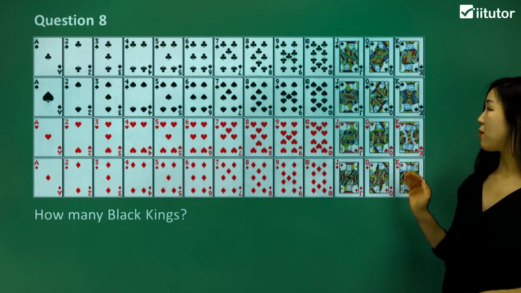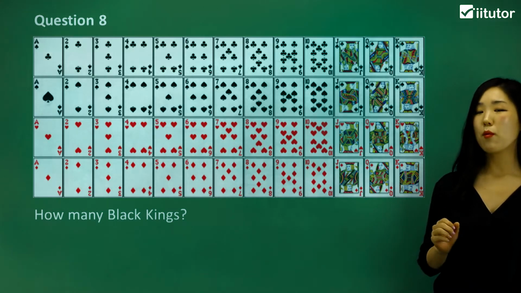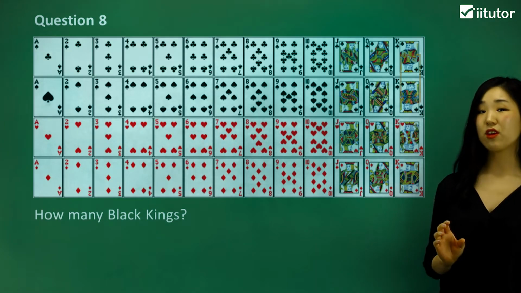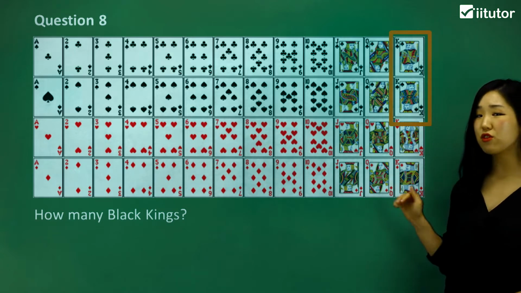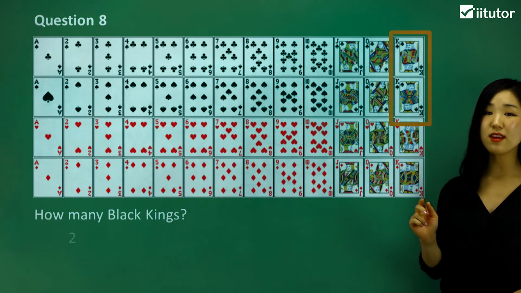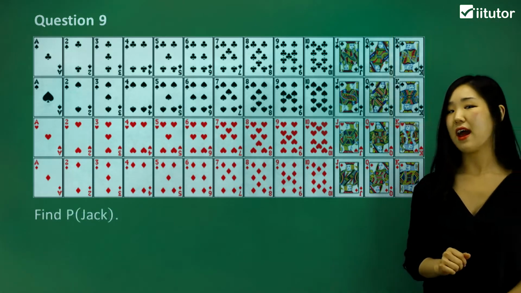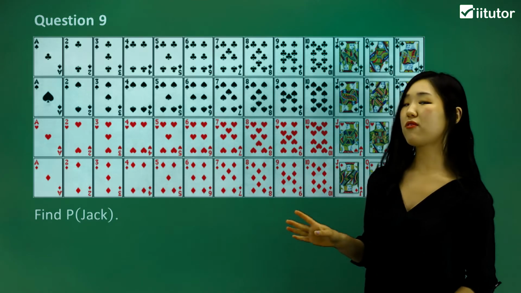Now the kings are the ones with the letter K in them, but we want specifically the black ones. So it must be just those 2. The other 2 are red, so we just want the black ones. Must be 2 of them. Now, the next one. This time we want to find the probability.